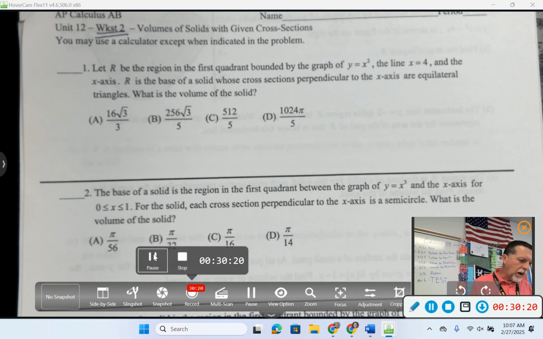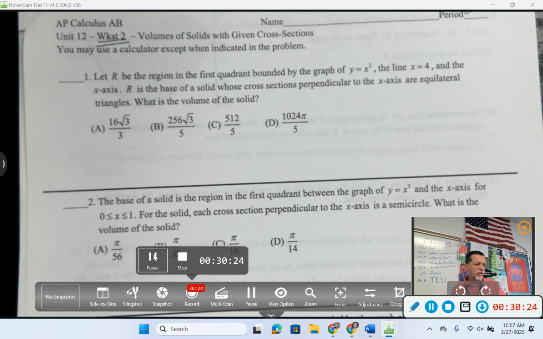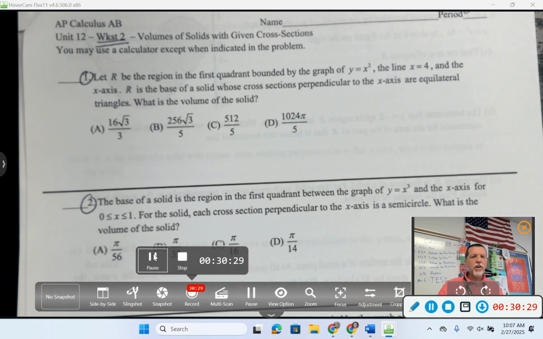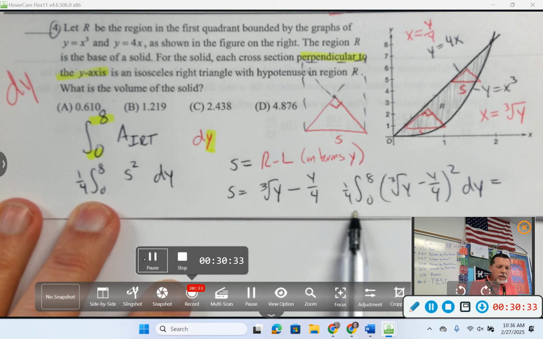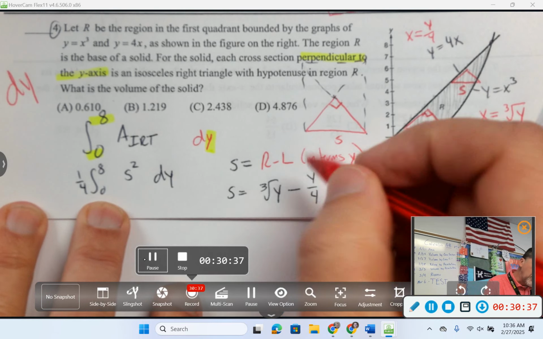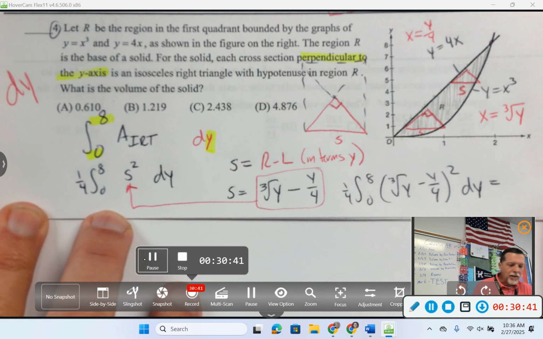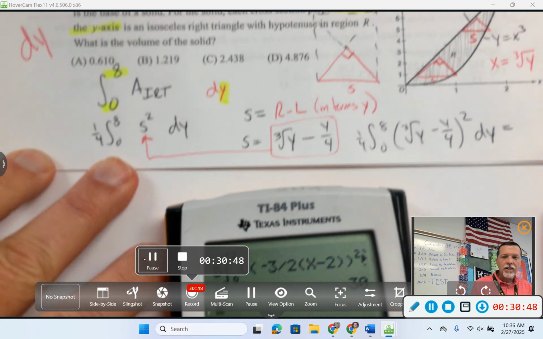So let's see. You may use a calculator except when indicated. So the assumption is use a calculator unless it specifically says no. All right. So why don't you try 1 and 2? You don't have to show this line because you've already done that by telling me what S is and knowing that I can put that expression in for S if I like. So you don't have to show it. It might be helpful because that's what's got to go in the calculator.